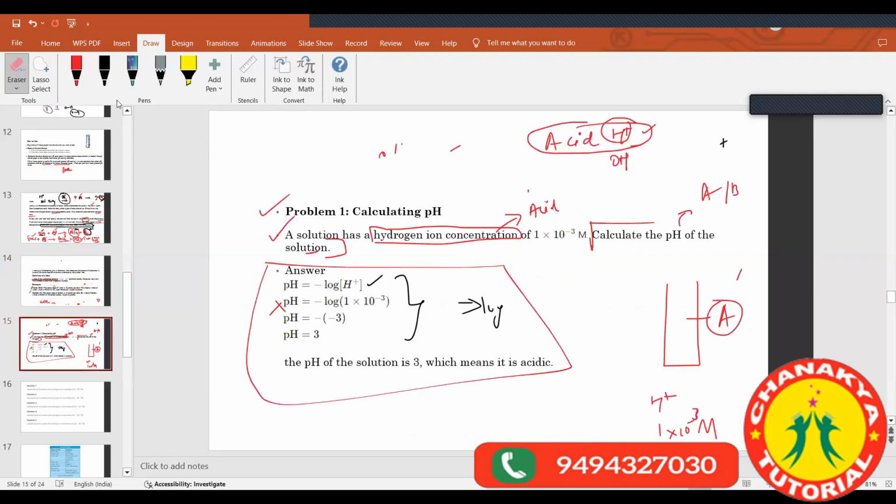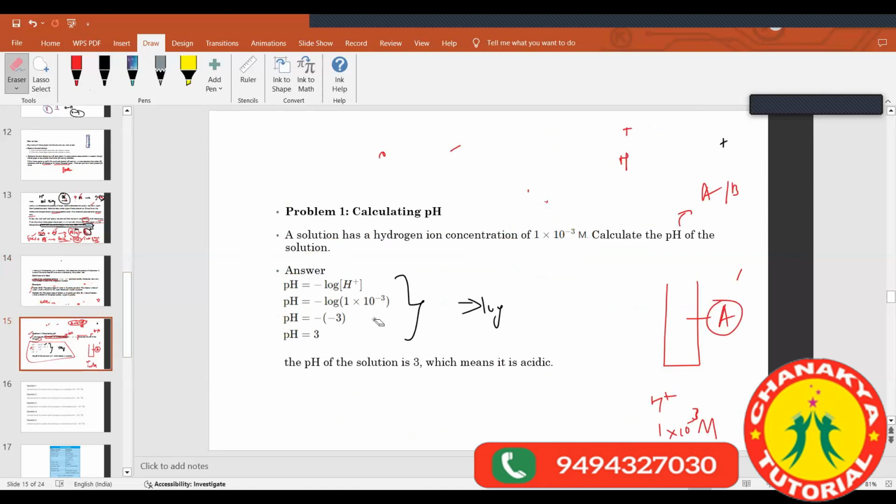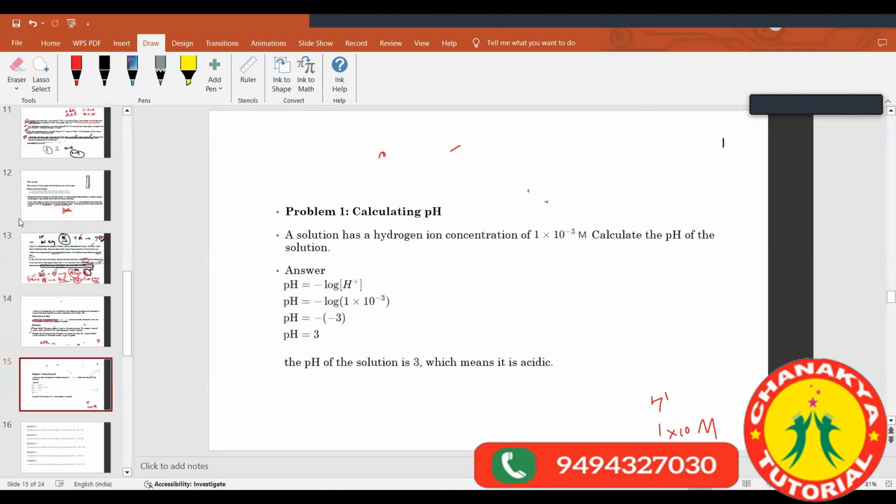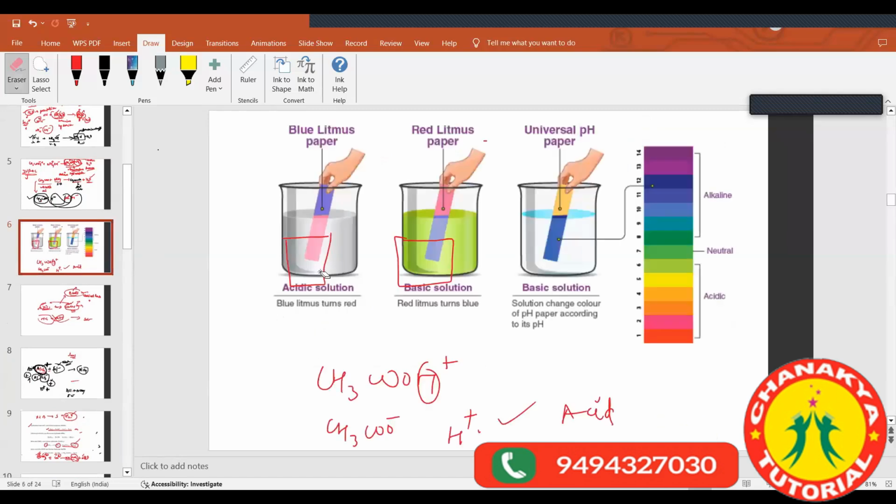Then we were talking about how to find the acidic or basic level of any solution. How can we find that? With the help of litmus paper, we can find whether the solution is acidic or not. If it's an acidic solution, the blue litmus will turn red. If it's a basic solution, red litmus will turn blue.